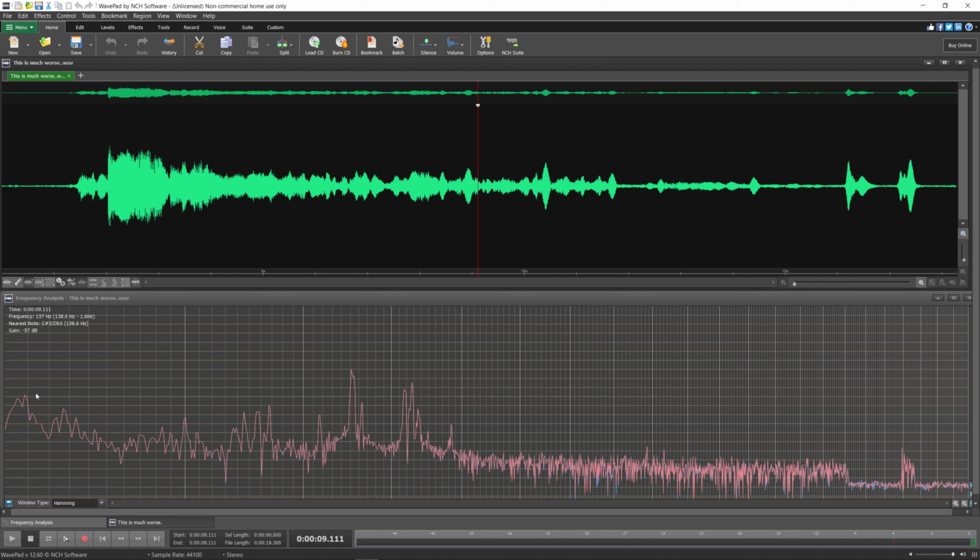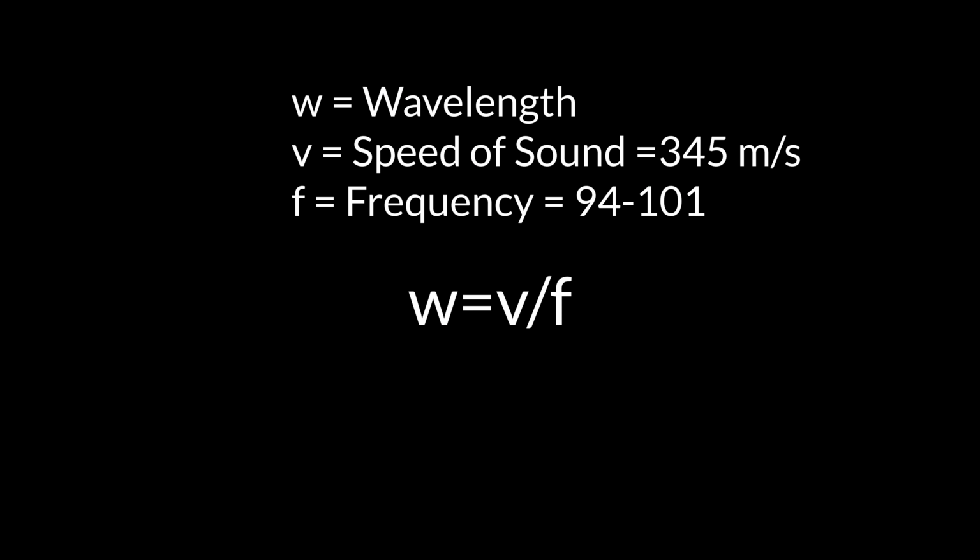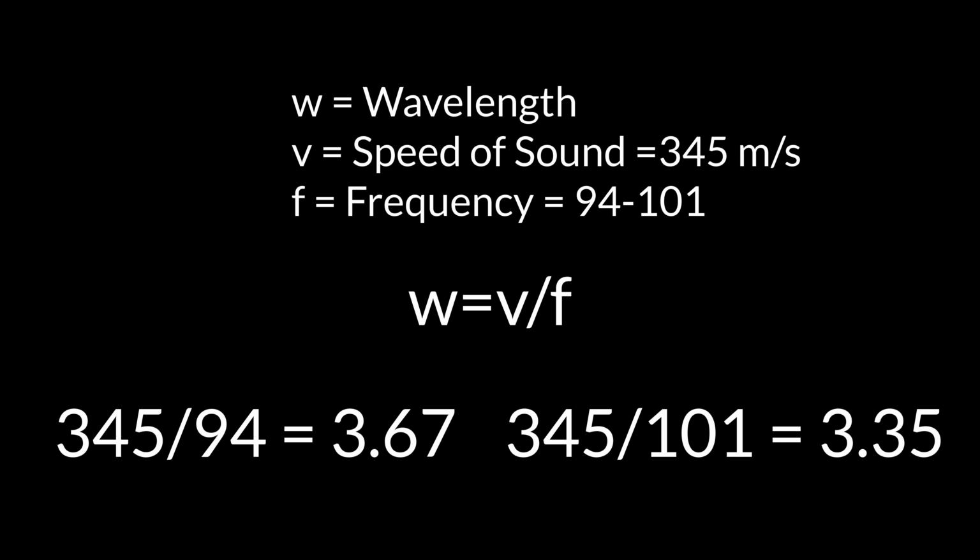This spike is always at 94 and 101 hertz. If we plug these numbers into the equation for wavelength, which is this, then we get 3.67 and 3.35 meters, respectively, nearly the exact dimensions of the room. It may have been slow, and my ears may still be in pain several hours later, but I got measurements that are accurate to within just 2 centimeters.